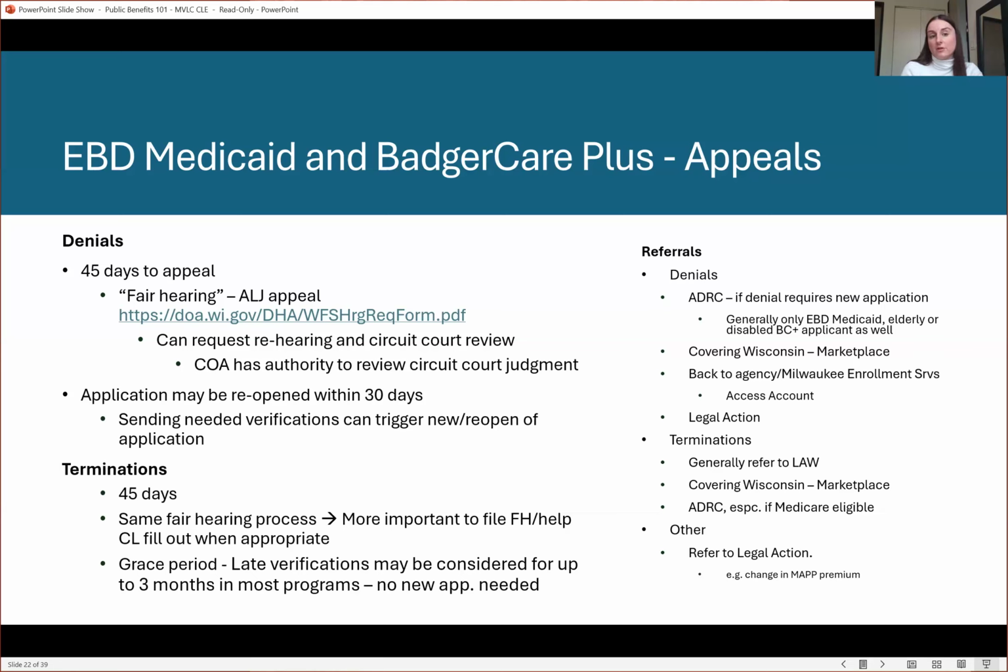And one of the key things on this fair hearing form is there's an option to keep your benefits open while you're working with the agency or before a fair hearing decision is made. You have to submit that for that to count for benefits to stay open. You need to submit that before benefits end. So there's that 45-day deadline for an appeal. Benefits are going to likely end before that 45-day deadline.